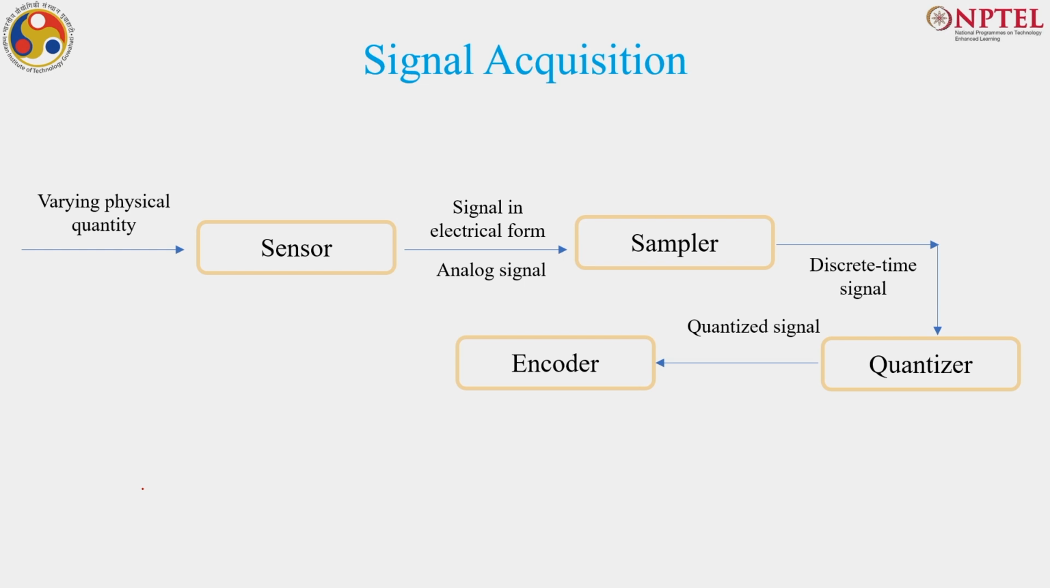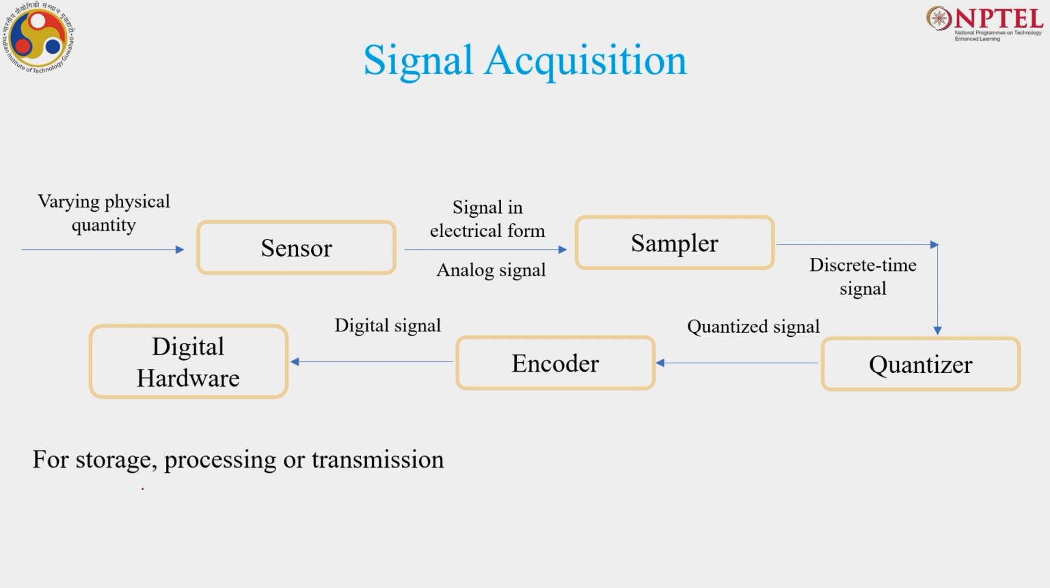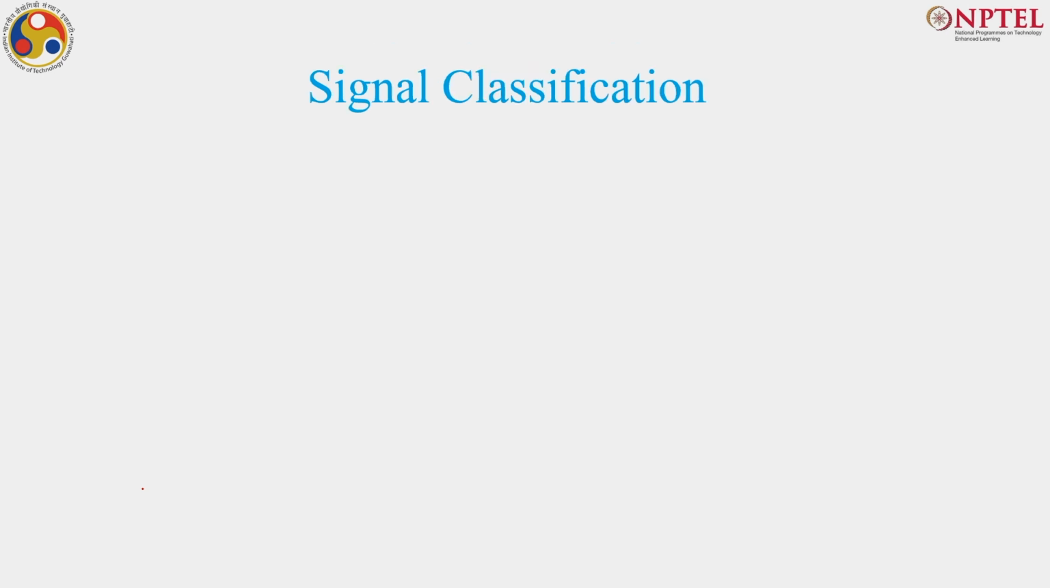So, I would say that the encoder will encode this value, say some value is coming like 6.1. It will encode this 6.1 using some definite amount of bits, and now what we get is a true digital signal. Then this digital signal is transferred to a digital hardware which is used for storage, processing or transmission of this signal. And if we combine the block sampler, quantizer and encoder, this is basically called the ADC, or analog to digital converter. So, now we know how to acquire a signal in digital form.